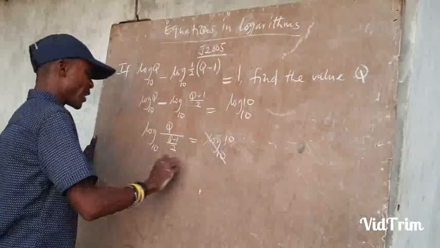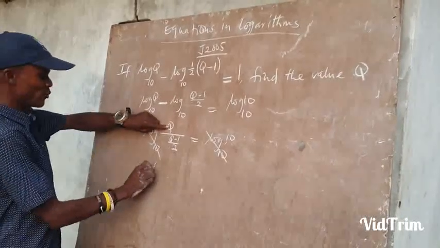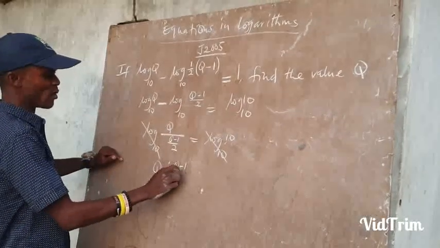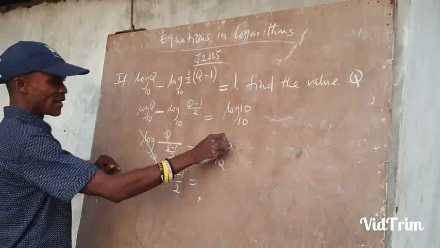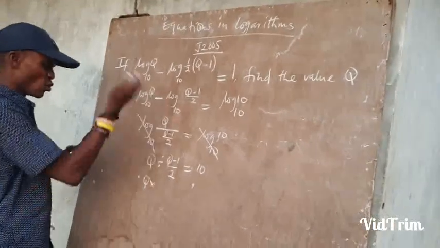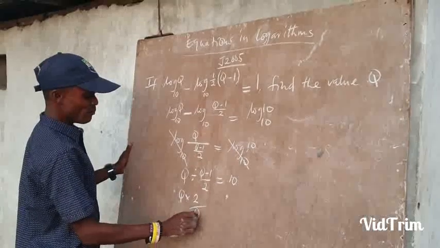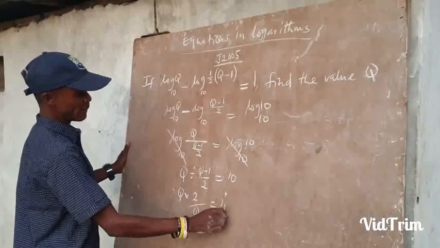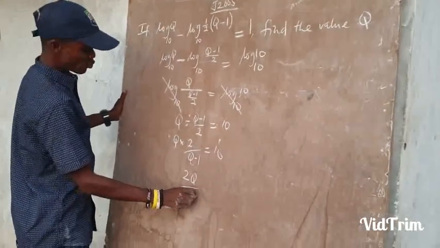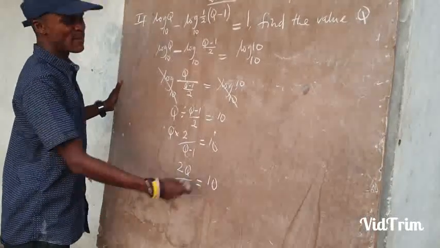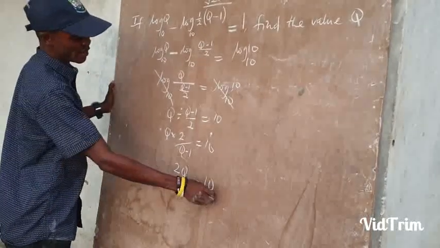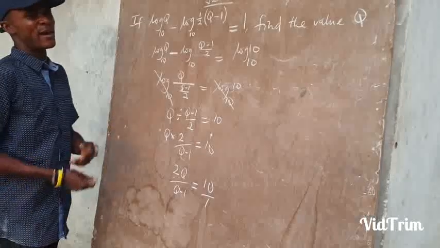The log base 10, we cancel log base 10. What we now have here is q. This long division here is written this way. Q divided by q minus 1 over 2 equals, what is left here is 10. We change division to multiplication. 2 will go up, and then q minus 1 comes down. That equals 10. Q times 2 is 2q divided by q minus 1 is equal to 10. But 10 is the same as 10 divided by 1. Any number you divide by 1 is the number itself. Because here we are using division, that is why I want to waste that time. 10 divided by 1 is the same as 10.